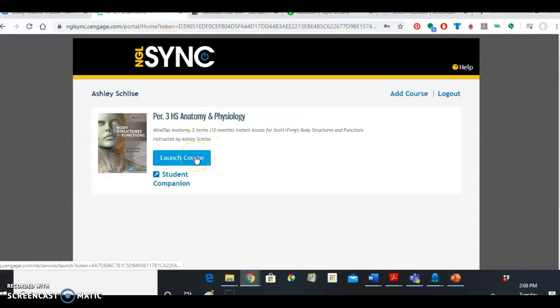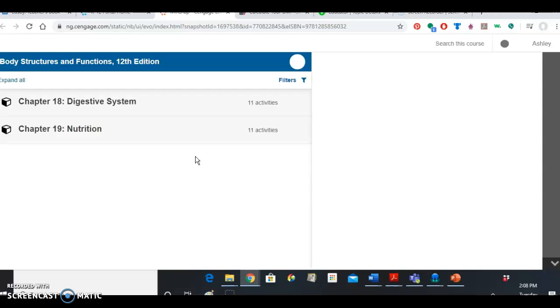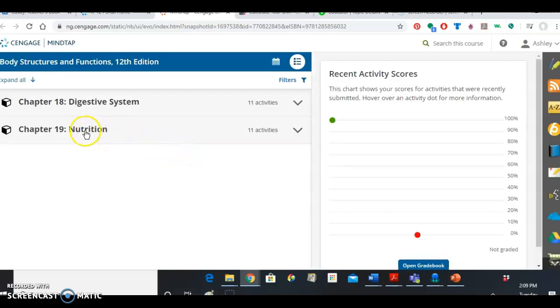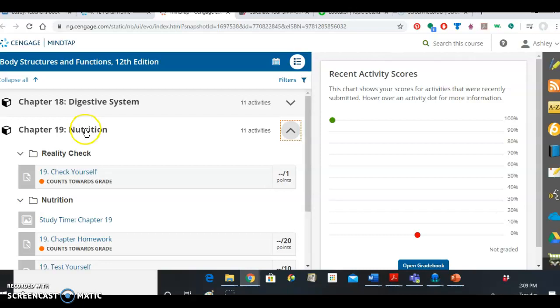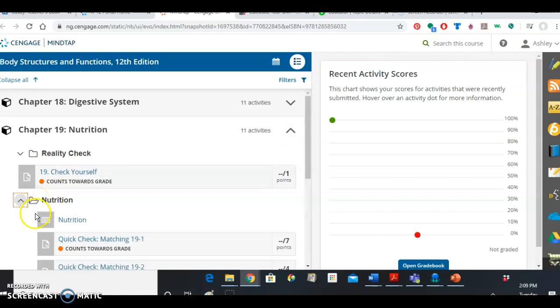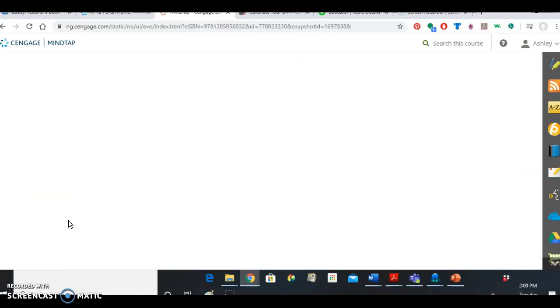So if you go into the NGL sync at cengage.com and you launch your course, you should see nutrition here, and you click on your nutrition, and then these are some activities. They're open, but I'm not requiring you to do any of them at this point. You want to click on the nutrition folder, and then this one that almost looks like an open book, I guess, that is the textbook. So the only way to see it is by clicking on that folder, and then it's going to go into what would be the textbook.